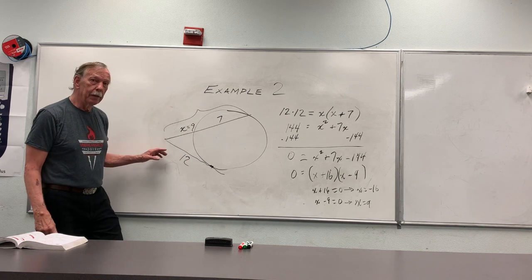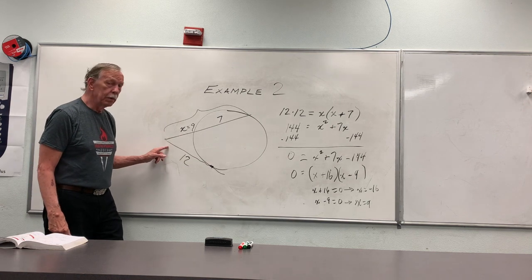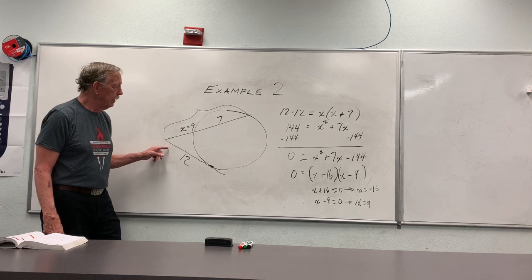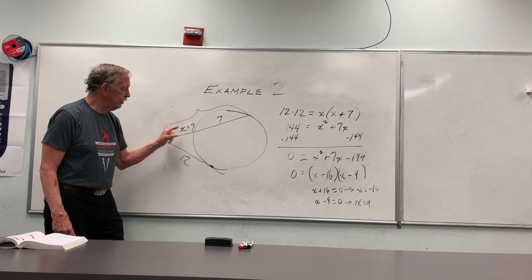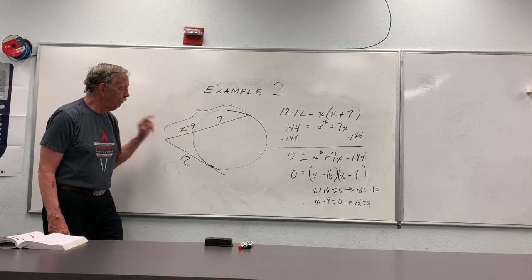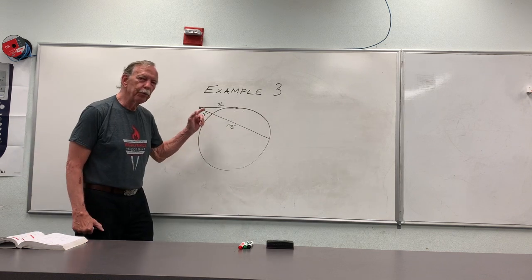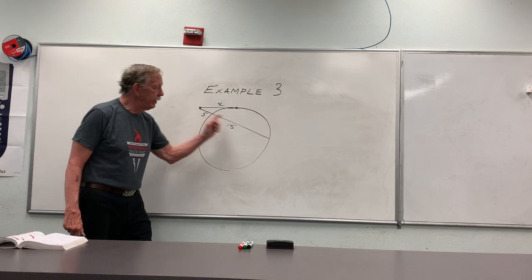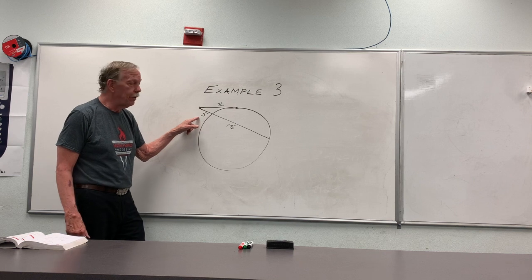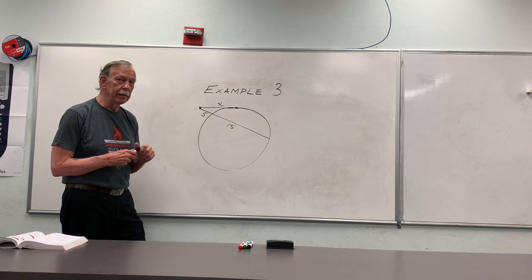Now let's check. 12 times 12, 144. 9 and 7 is 16, times 9, 144. Yes, those numbers work. In example 3, we have a secant where the piece outside is 5, inside 15.